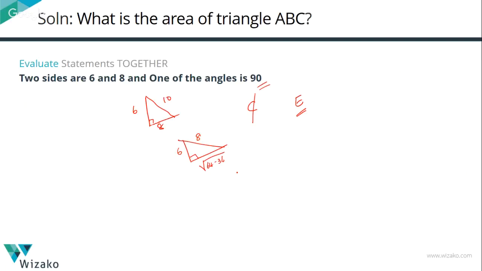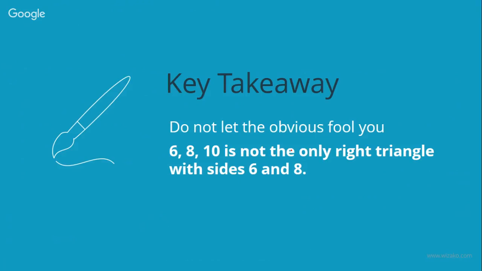So this is a very, very important question that will teach you a lesson. Always get your basics right. You can uniquely define a triangle if you know two sides and an included angle. What I said in the last one still holds good. Keep your basics strong. If the basics are shaky, it could come in to nail you in questions like this, right? Do not let the obvious fool you. 6, 8, 10 is not the only right triangle with sides 6 and 8. That's a key takeaway from this question.